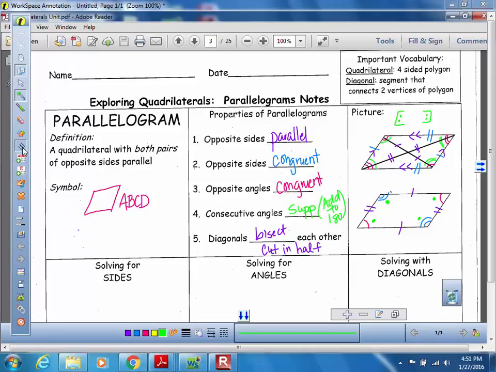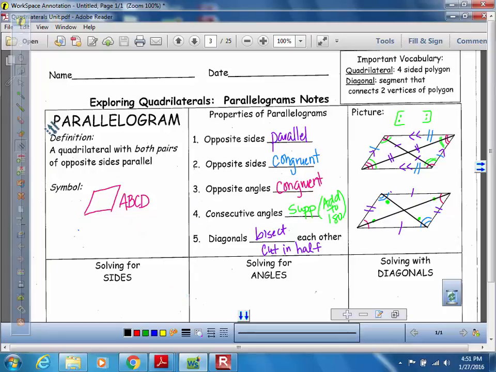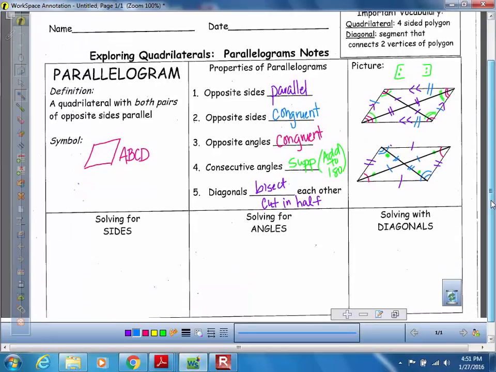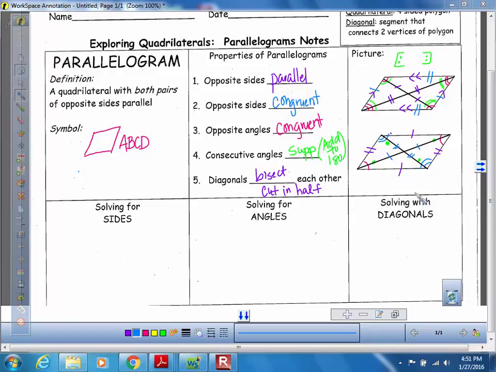And then lastly, we have our diagonals that go from corner to corner. And they bisect each other, which means that each one is congruent. So this piece is congruent to this piece. Tomorrow we're going to have you solve some problems using these properties.